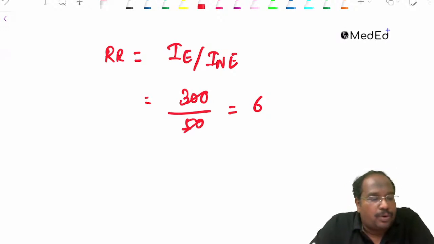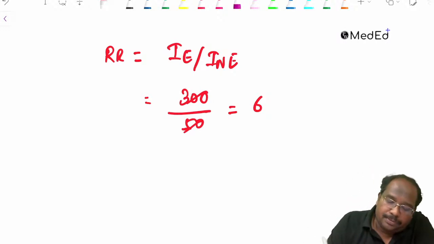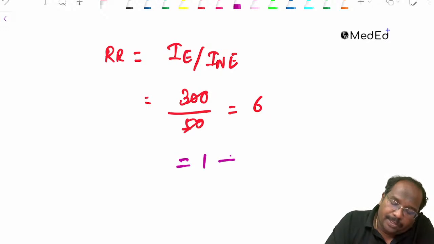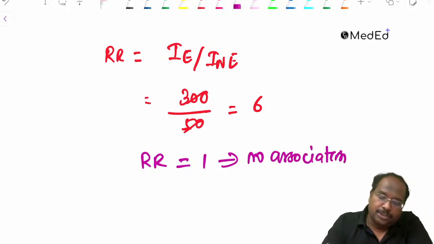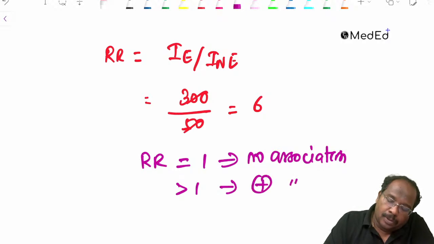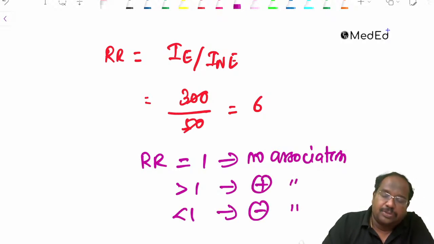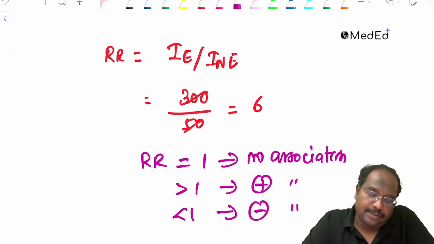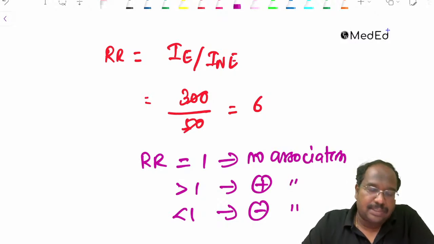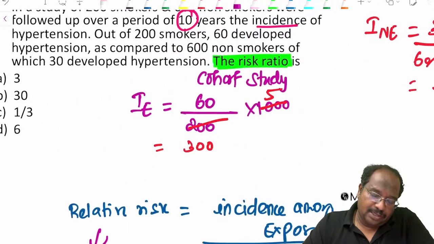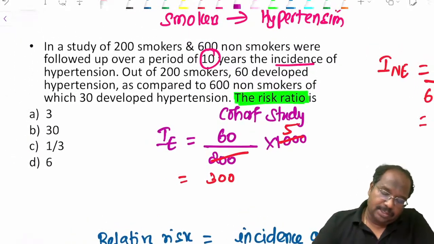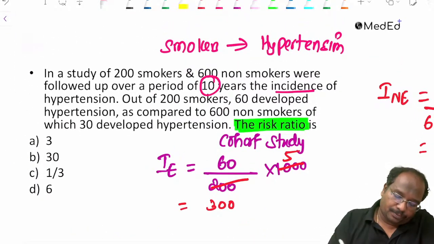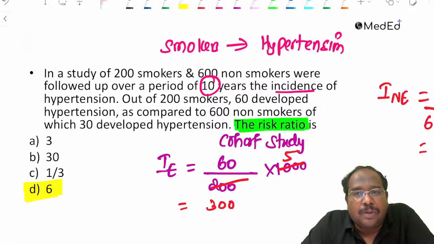So what type of association is this? Equal to 1 means no association. More than 1 means positive association. Less than 1 means negative association. Positive association means here we are talking about risk factors actually. So more than 1 is positive association, less than 1 is negative association. The answer for this question is 6 actually.